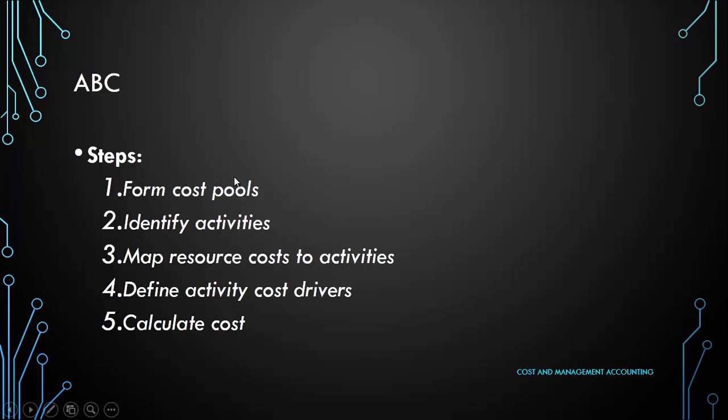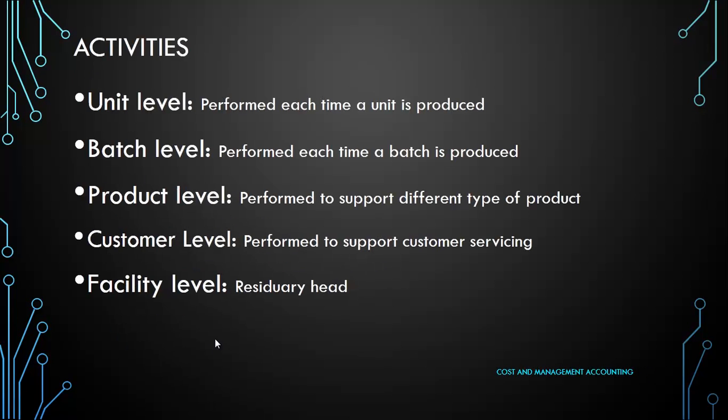So the steps are: find out the cost pools, identify the activities, map the cost to those activities, understand and define the activity drivers, find the absorption rates per activity, and then calculate the cost. We will see that as we move along to an exercise, that these activities can happen at different levels.